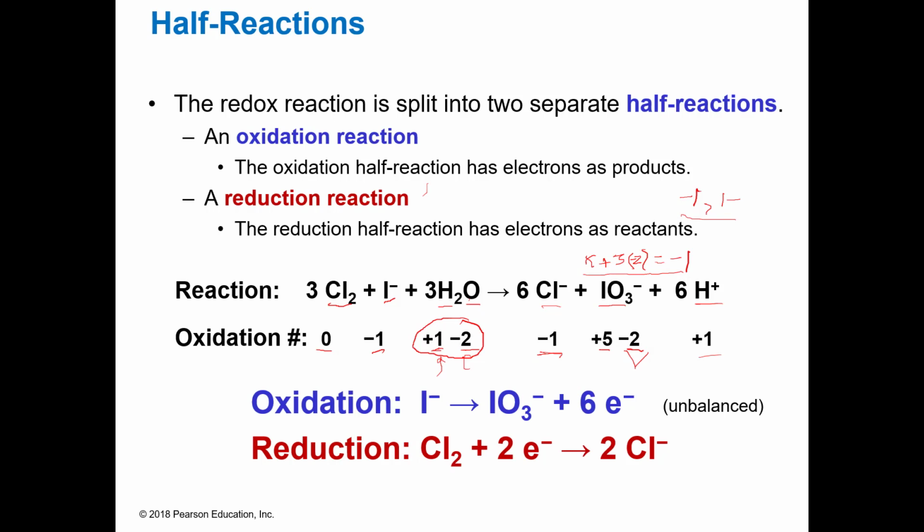You go, well, why do I need to do this? If you do this, you can see very easily that the chlorine is being reduced to chloride. It's going from a 0 oxidation state to a -1 oxidation state. So it's gained electrons, and so we would say that's reduction.